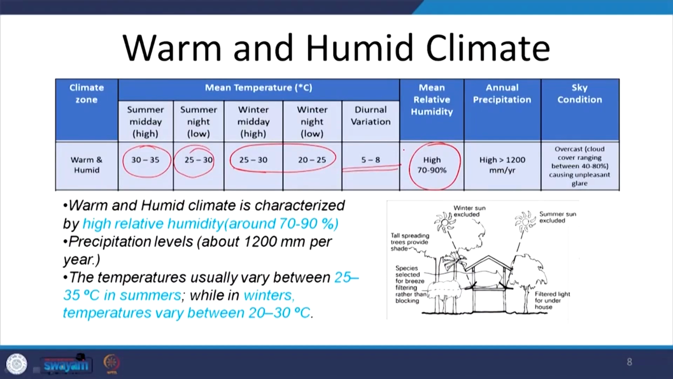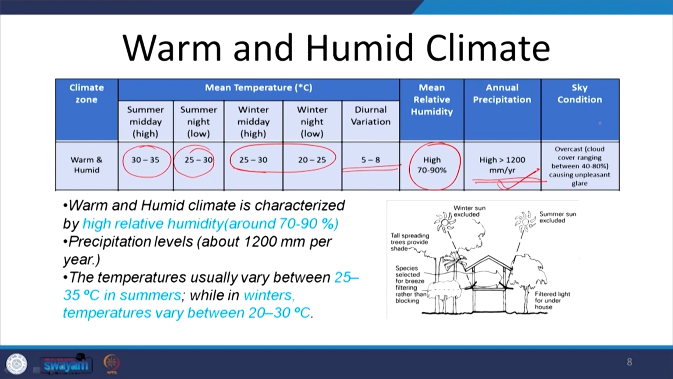Now, because of this very high humidity, evaporative cooling is not possible, and we cannot look at evaporative cooling as an option, as an alternative. Also, the annual precipitation is very high. It is more than 1200 mm per year. So, almost throughout the year there would be a large number of days which would receive precipitation.